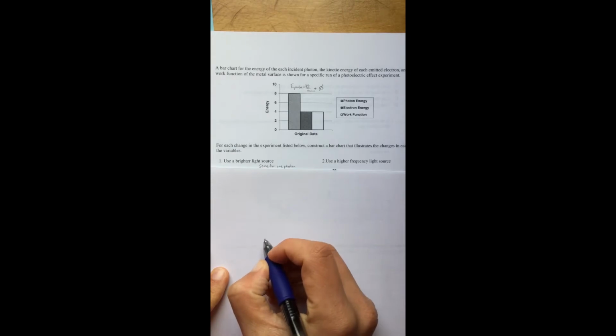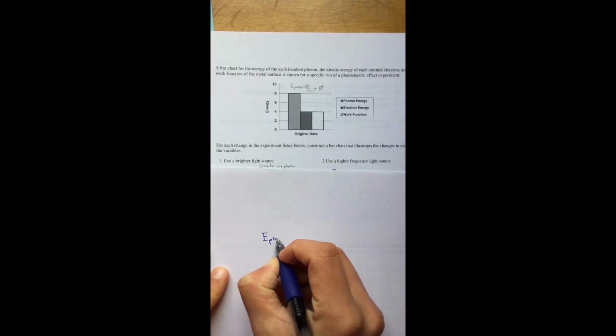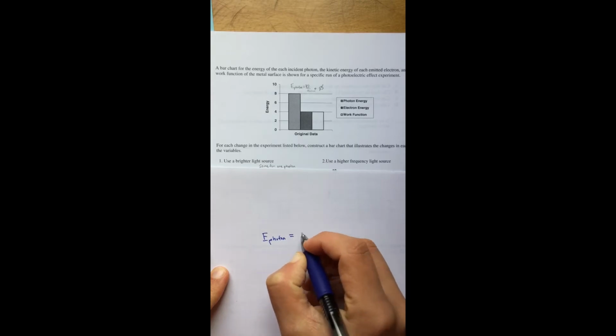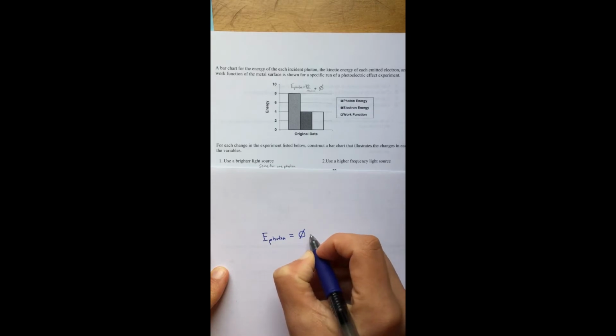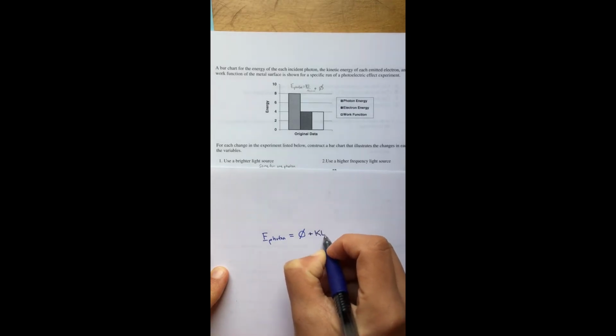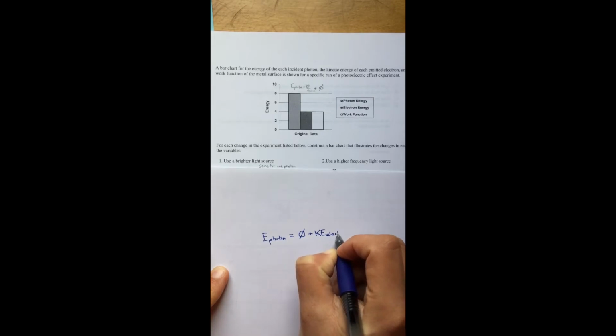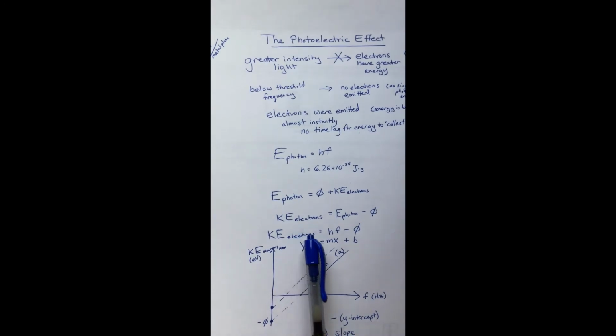Remember that the equation for the photoelectric effect experiment is the energy of the photon, which is the initial energy that you have, is equal to the energy needed to release the electron, which is the work function, plus the kinetic energy of the electron afterwards. Or you can rewrite this as the kinetic energy of the electron is equal to hf, the energy of the photon, minus the work function. But we have to have the energy of the work function plus the kinetic energy of the electron equal to the energy of the photon.